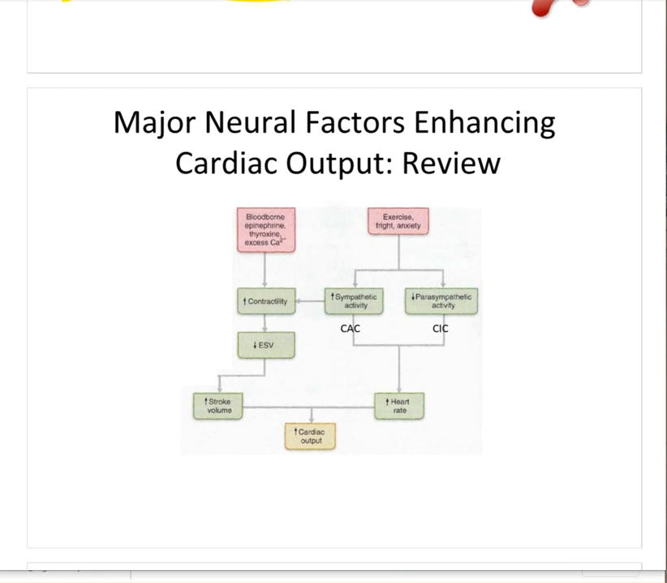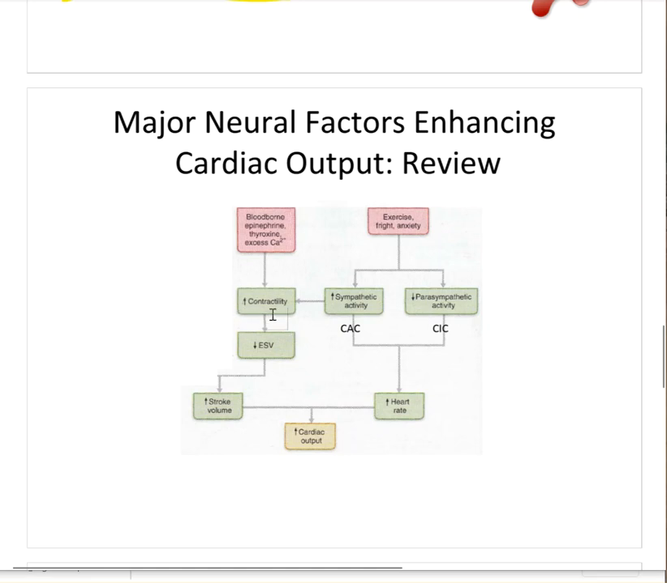Here is just a review of some of the things we said. If something increases your sympathetic system, like exercise, fright, or anxiety, we're going to increase our CAC and decrease our CIC. We increase our CAC a couple of ways. One is we can directly increase heart rate. That will increase cardiac output. Another thing we can do is stimulate the muscle to increase contractility. That lowers the amount of blood left in the ventricle, which makes stroke volume go up. Remember, if we increase stroke volume and increase heart rate, we get a really big cardiac output.